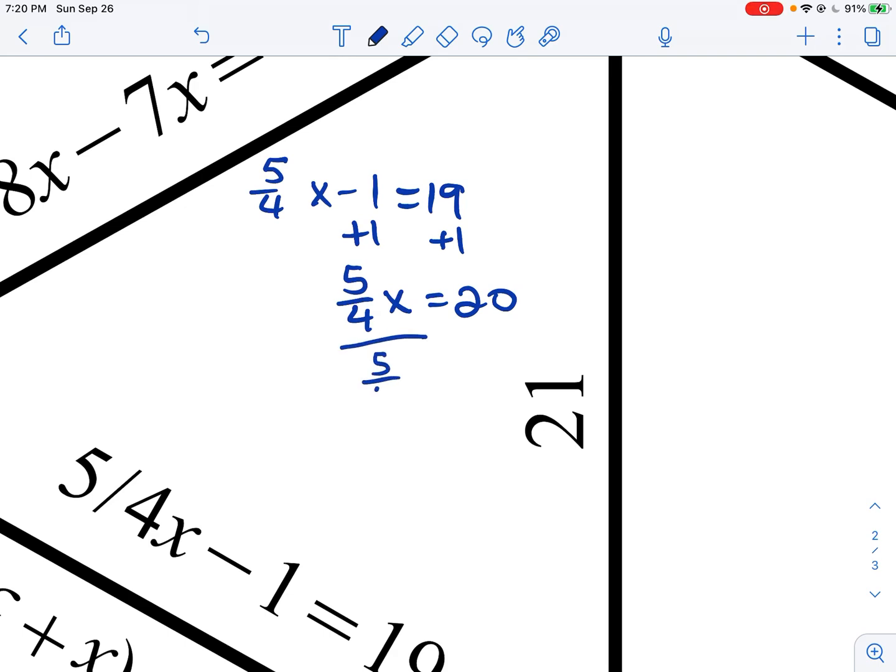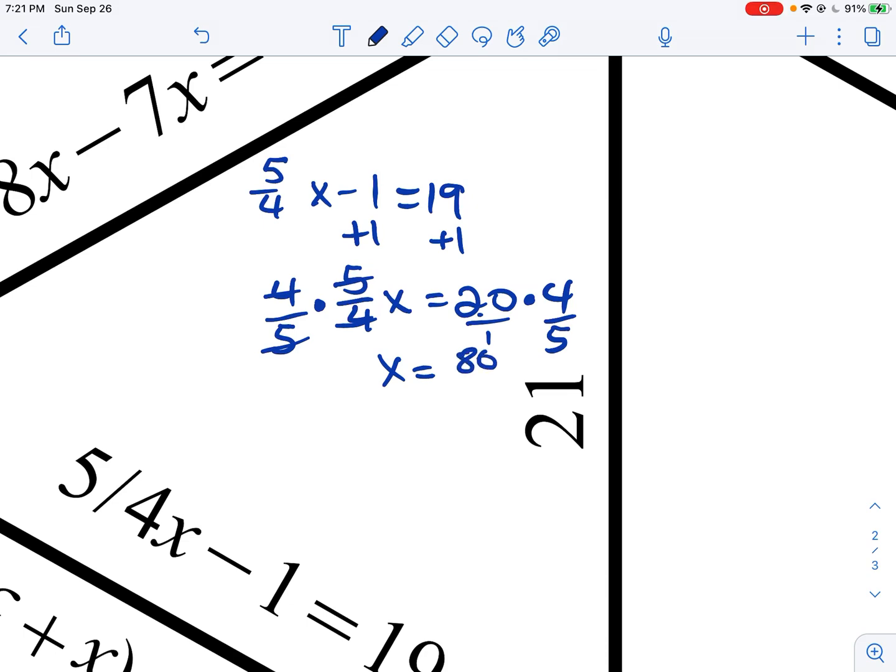If I divide by 5/4, we can't divide by fractions. What we do instead is we multiply by the reciprocal. So I multiply both sides by 4/5. Cancel, cancel, cancel, cancel. I'm left with an x. Some of you don't like the canceling thing, so I'll multiply straight across for you.